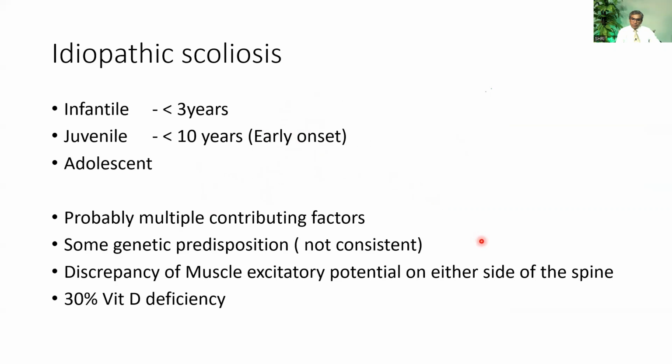So we don't know the actual reason for the scoliosis, but we think that probably multiple contributing factors are there. And there's definitely some genetic predisposition, but it's not consistent. Just because someone in the family has scoliosis doesn't mean that everyone else is going to get it. But then there are associations where you see family history of scoliosis in certain patients. So there is a discrepancy of muscle excitatory potential on either side of the spine. Basically, there's a muscle imbalance on either side of the spine of these patients, and we don't know why. 30% of them have vitamin D deficiency, but then correcting vitamin D is not going to straighten the spine.